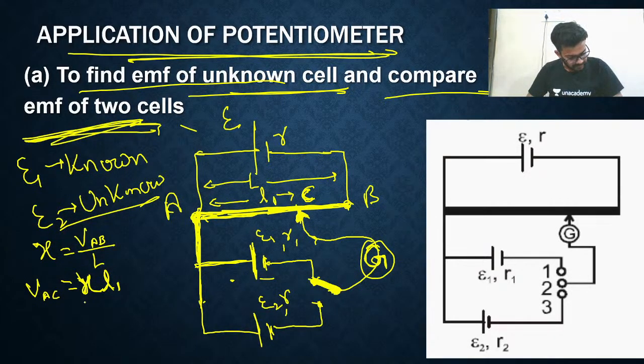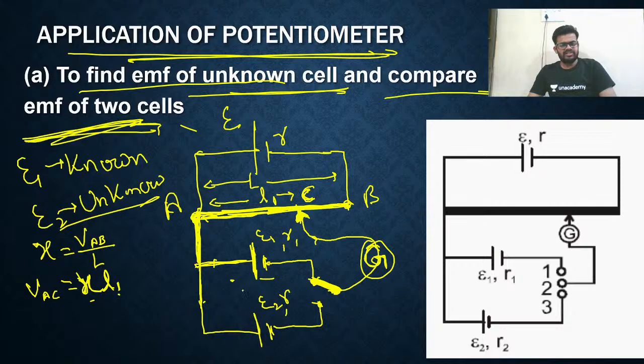I have added a galvanometer. So C is the point where the deflection in the galvanometer is zero. So we are getting it like this. Simply, I will say the potential difference across the AC wire is XL1. This is the balancing length.